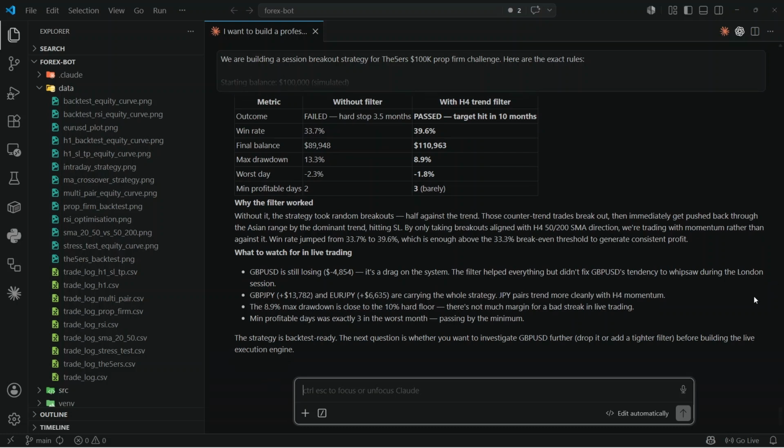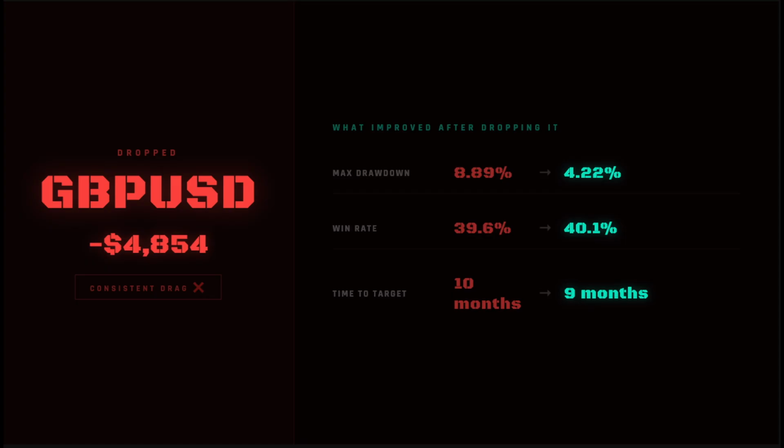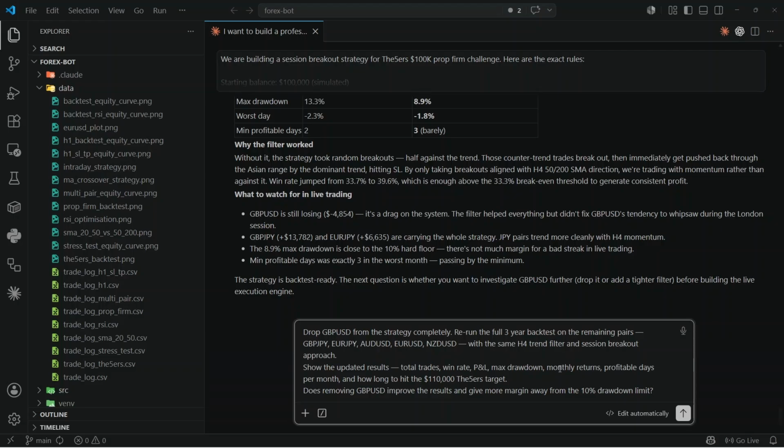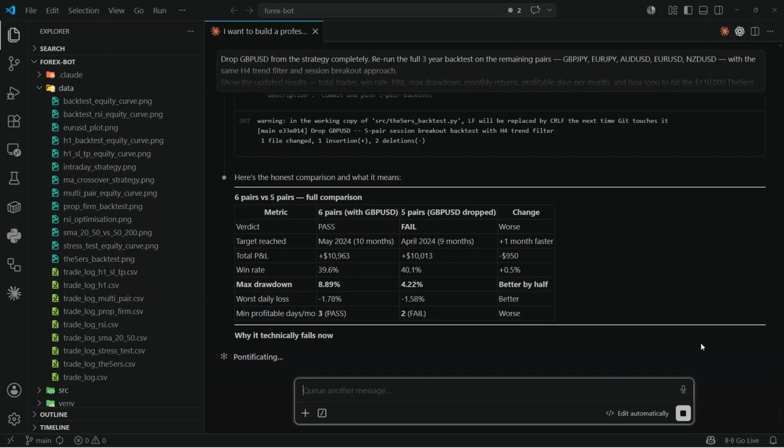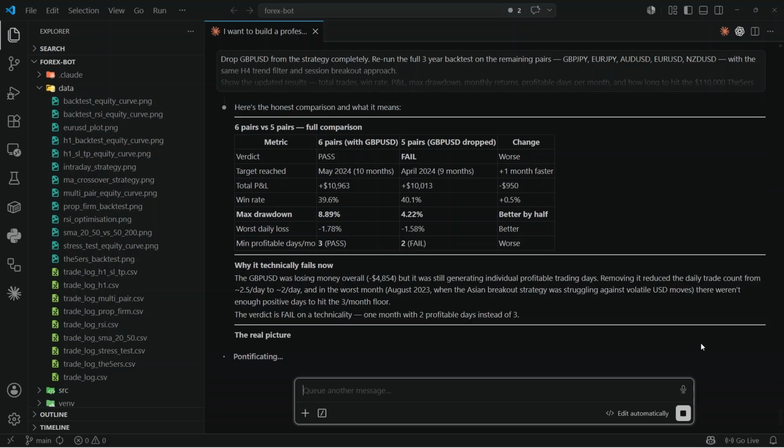8.89% drawdown was still too close to the 10% limit for comfort, and one pair was actively dragging everything down. GBPUSD: minus $4,854 across 3 years. This isn't the first time GBPUSD has underperformed. Across every test in this series, it has never been a consistent performer with our approach. So, we dropped it. Drawdown cut nearly in half, from 8.89% to 4.22%.